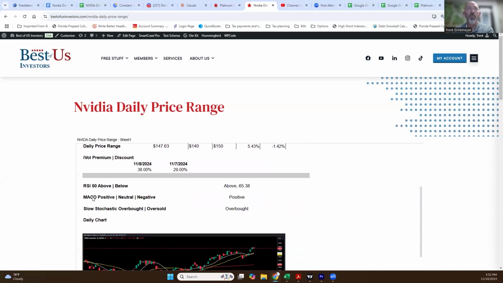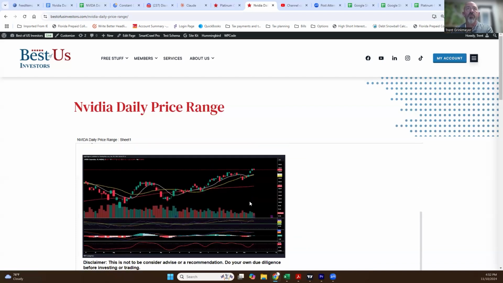Now, I have incorporated some technical analysis as well because I grew up on technical analysis. It's what I use, and I've included the RSI, the MACD, and slow stochastic. For the RSI, if it's above 50, then it's a bullish sign, and I give you the previous day's close. On the MACD, I tell you if it's positive, neutral, or negative. And on the slow stochastics, I tell you if it's overbought, oversold, or just neutral.